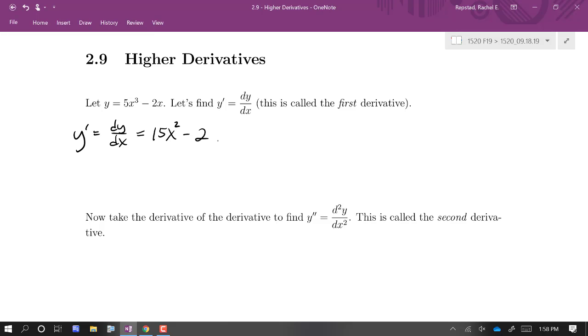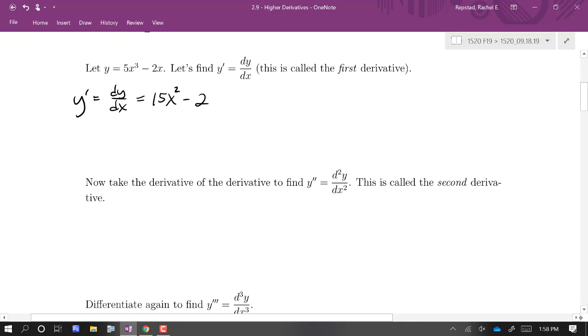Now this guy right here, this y prime, this dy dx, is a function of x in its own right. If I know what x is, I can figure out what the derivative is. If it's a function of x, I can find its derivative. What do we get? 30x. So the one we found first, 15x squared minus 2, is the derivative, or what we might call the first derivative. That name implies that there are maybe other derivatives. If I take the derivative again, the derivative of the derivative is a second derivative.